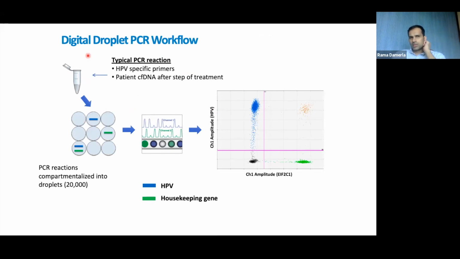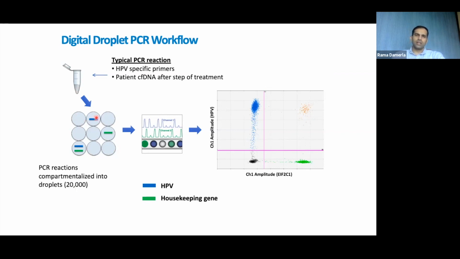In a typical PCR reaction, we have primers, template and buffers. But then this PCR reaction is compartmentalized into thousands of droplets. In this reaction, we are splitting it into 20,000 droplets. This is a Bio-Rad droplet digital PCR technology. So instead of having one PCR reaction, now we have 20,000 PCR reactions.